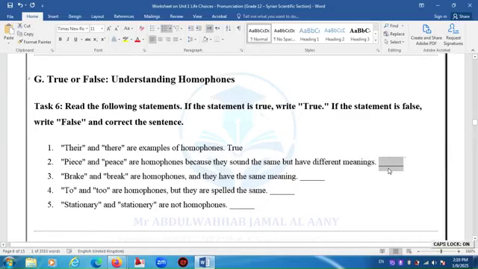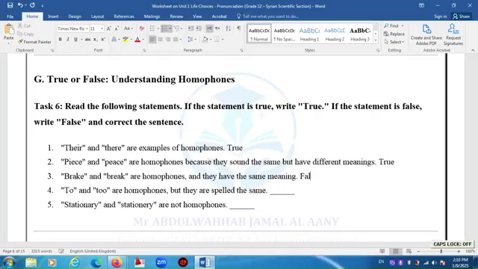Again, it's true. That's the definition of homophones: words that have the same sound, but different meanings. "Break and brake are homophones and they have the same meaning." Of course, that's false, because the first break means to stop, for example, and the second break means to cut. So that's a false one. It is not the same, it is different.